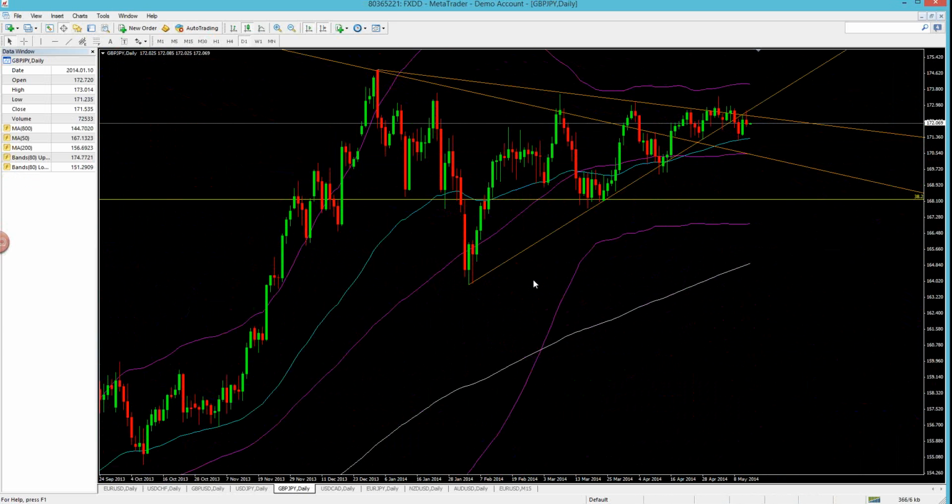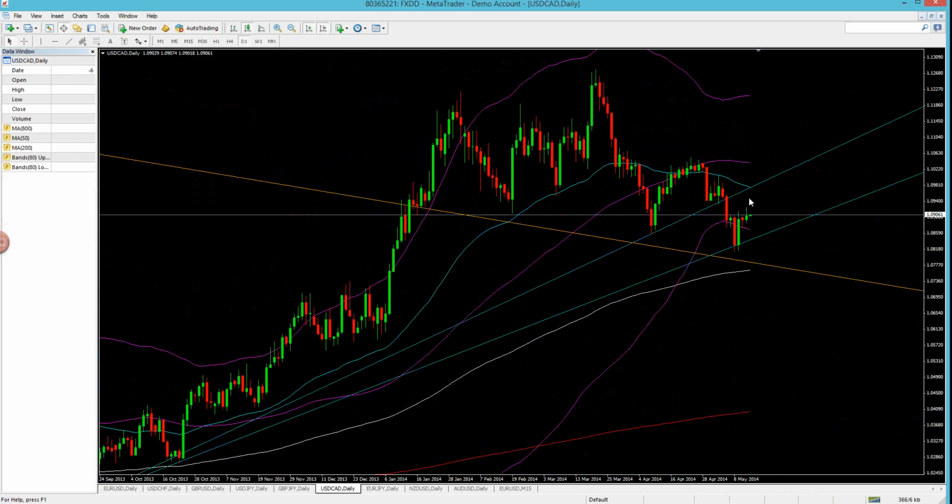The pound yen, I called a sell off of the trend line. That's exactly what happened. We have a trend line. Price moved up to it and sold right off of it. So we've got a sell bias on the pound yen here. Dollar CAD, we have a buy bias. I called a buy, and you can see that price moved up. I got another buy bias on the dollar CAD here.